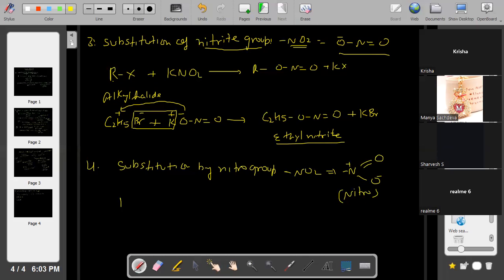If RX reacts with AgONO in this way, the silver bond is covalent, not free, so this kind of reaction is not possible. In such a case, what will happen? This is the electropositive character. So this electropositive character will attack here, it will attack here in such a case.